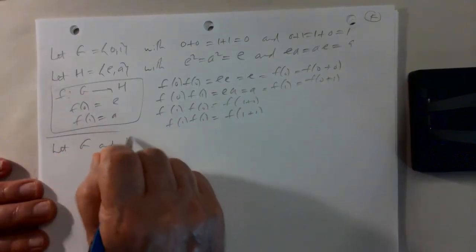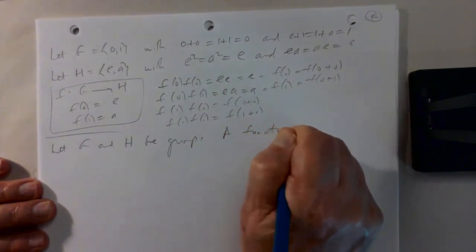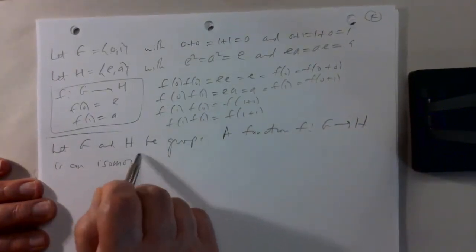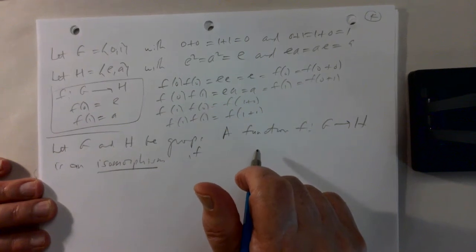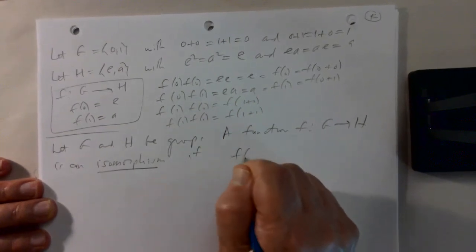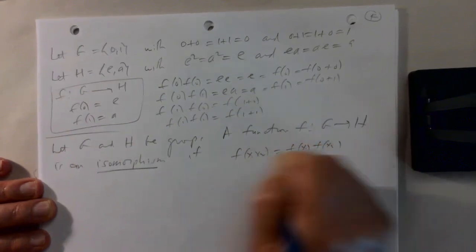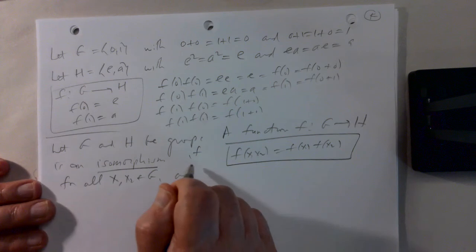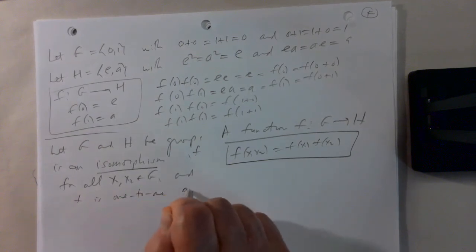So let G and H be groups. A function f from G to H is called an isomorphism if f of x1 times x2 is equal to f of x1 times f of x2 for all x1, x2 in the group. And the function f is 1 to 1 and onto.